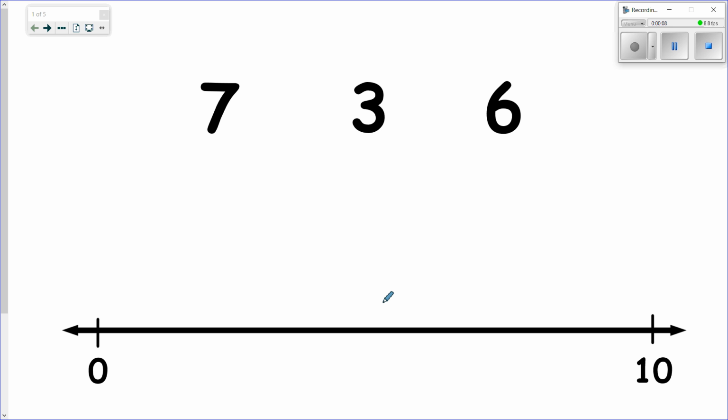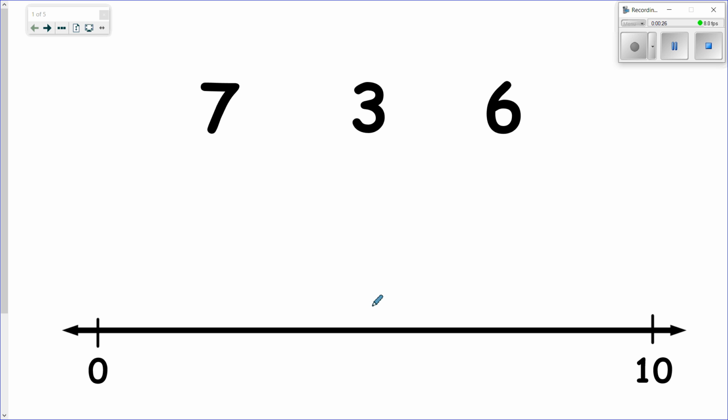Now, you may recall in a previous video, I had reminded you how to put numbers in order. We call that ordering numbers, which doesn't mean you're ordering them at a restaurant. It just means that you're putting them in order, and usually that means from the least to the greatest.